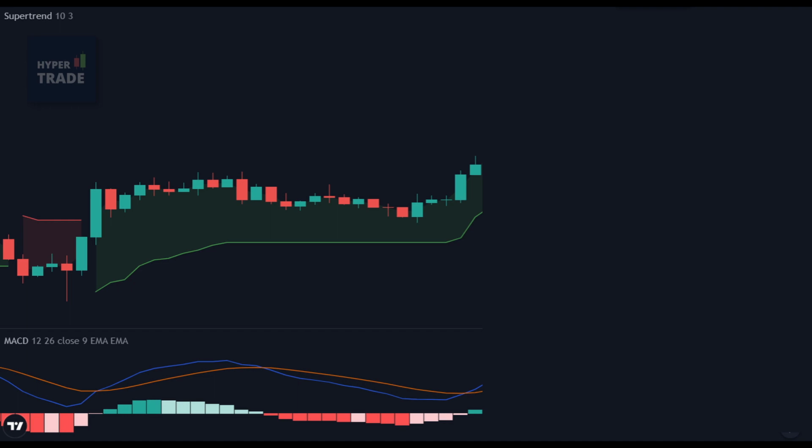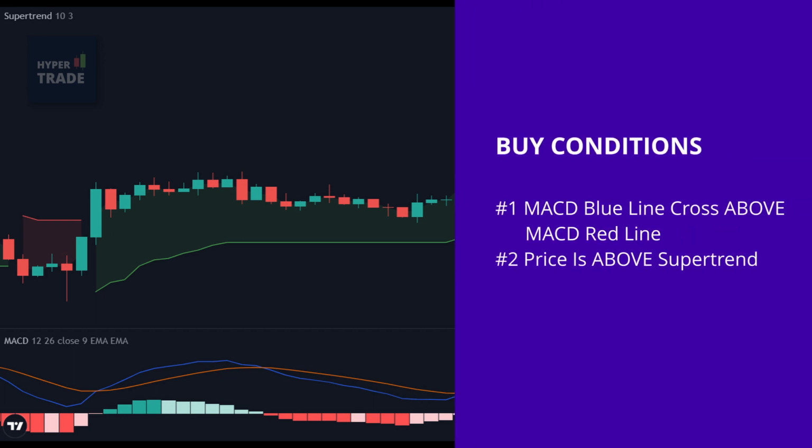As we can see in our chart, now we have all the indicators needed for our first trade. If you forget, we are using two indicators. They are MACD and Supertrend. You can go back to the indicators section to see what indicators we are using. Okay, let's get into our first buy example. Our buy conditions are pretty simple. The MACD blue line must cross above the MACD red line, and the price must be above the Supertrend line.